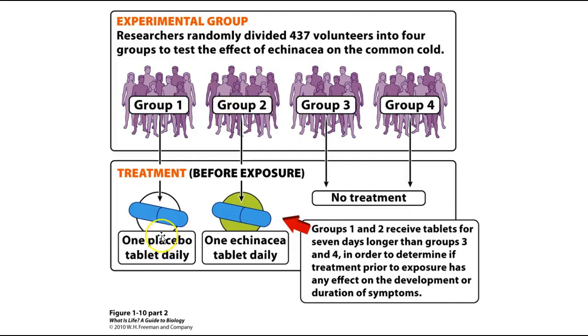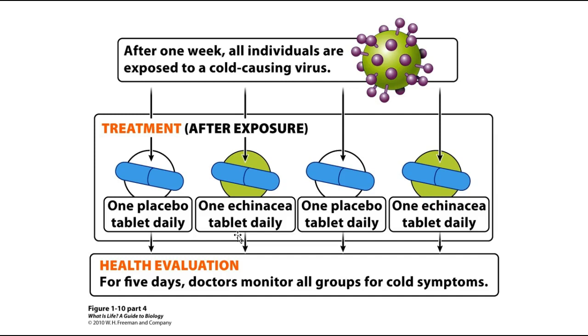The first 2 groups get either a placebo, like a sugar pill, or echinacea 1 time a day at the beginning of the experiment before being exposed to the common cold. Then everybody gets exposed to the common cold, or a version of the common cold virus.